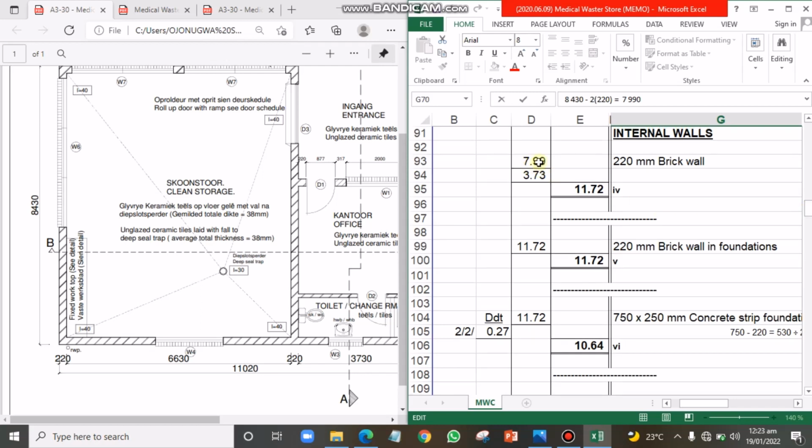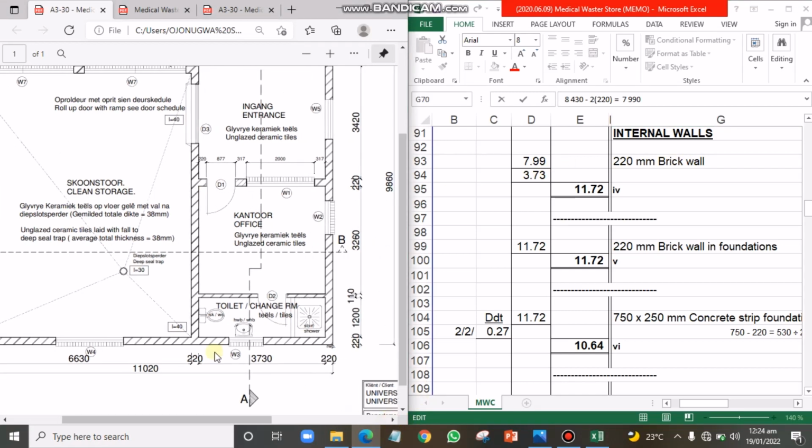So we have 7.99. Then the second 220 brick wall we have in this plan here is giving us 3,730, as you can see. And this is the internal block wall here, which is 220 thick. Here it is indicated in the dimension. From this point to this point, in to in, is giving us 3,730. That is why we have 3.73 in this case. So remember that the internal wall, the longest internal wall, 7.99, then the shortest is 3.73.